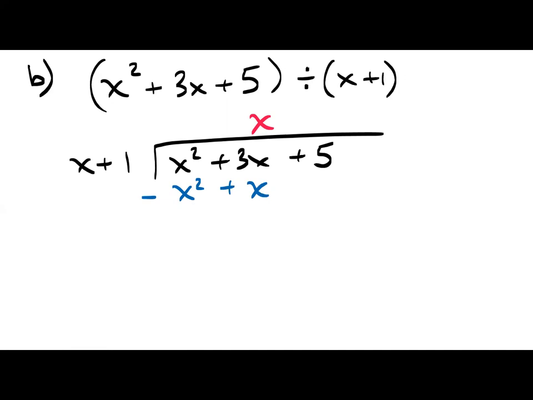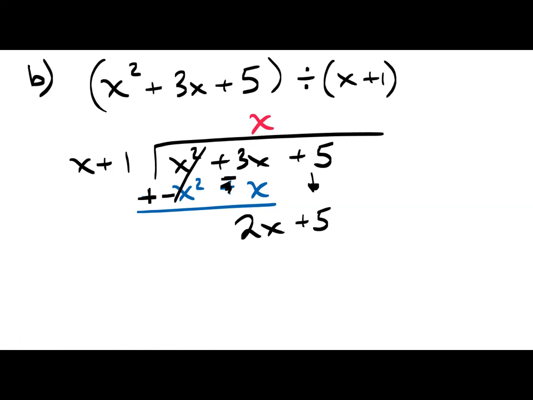Long division says we subtract, or better yet, add the opposite again. And our leading term has to disappear on us, right? Or else we did something wrong. 3x minus x makes 2x. Boom. And we bring down the 5. And we start all over again.